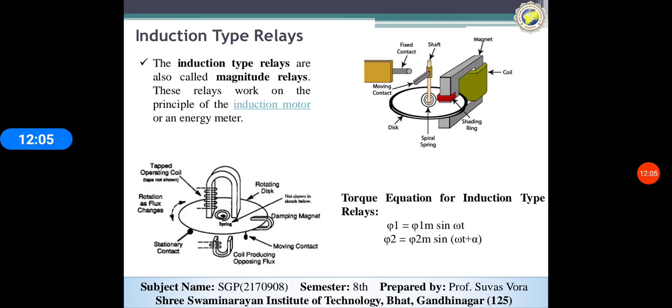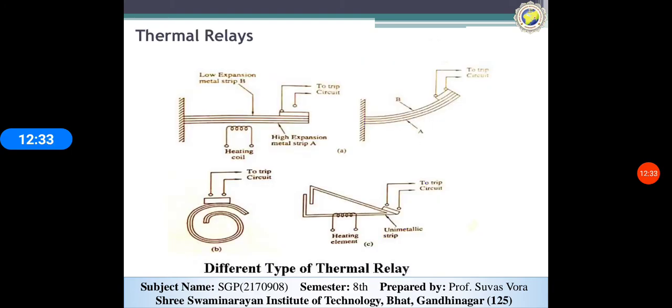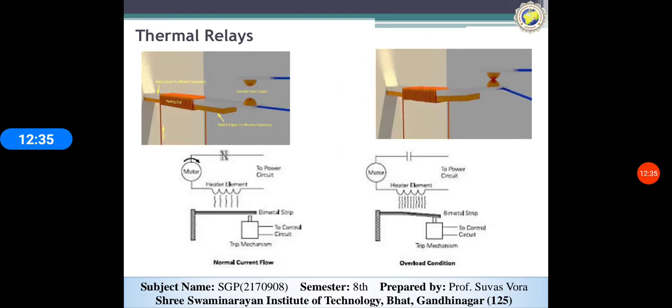And here is the induction type relay. So what is the importance of the induction type relay, and how do we differentiate them? In the thermal relay, when the fault occurs, it goes from normally open to normally closed conditions. The thermal relay has only two conditions, open and close. You can see here only two conditions, open and close.